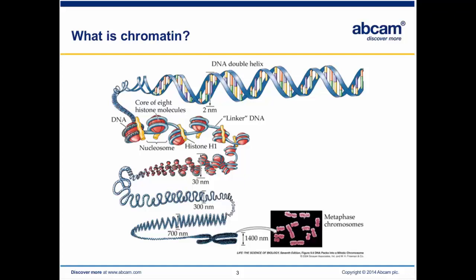This beads-on-a-string structure is called euchromatin. When multiple nucleosomes condense even further to wrap into the 30-nanometer fiber, this structure is termed heterochromatin. Finally, there is even higher-level packaging to form metaphase chromosomes during mitosis and meiosis.